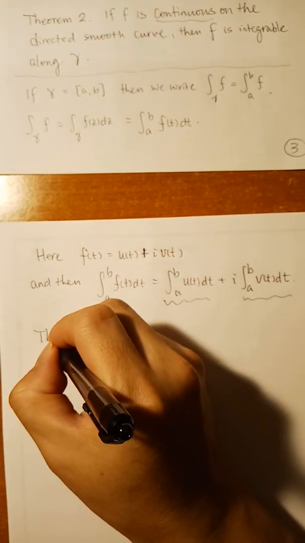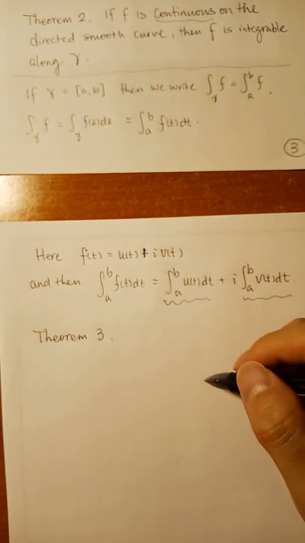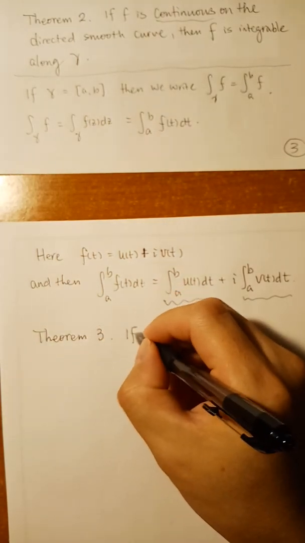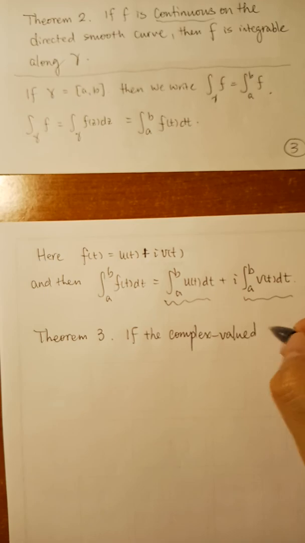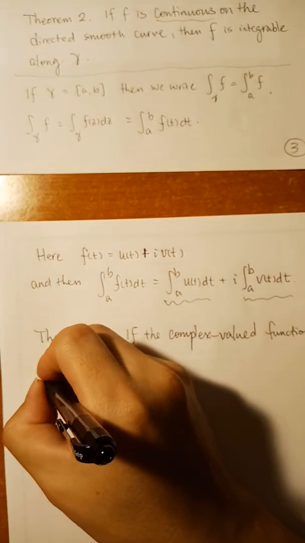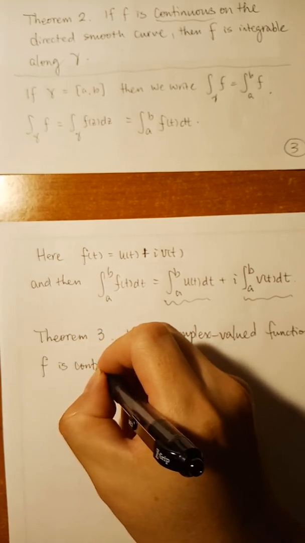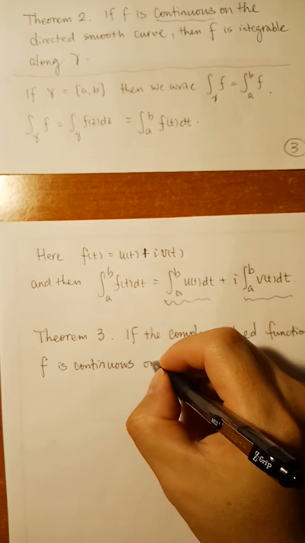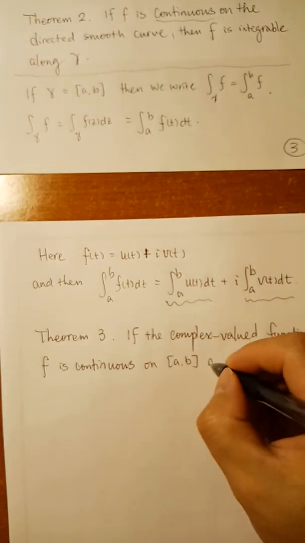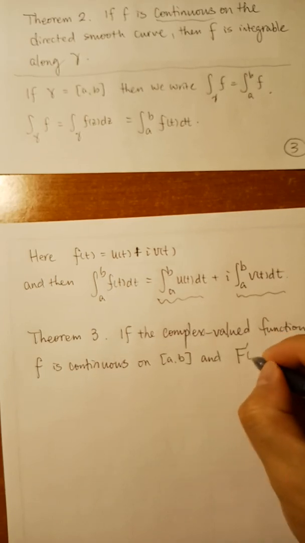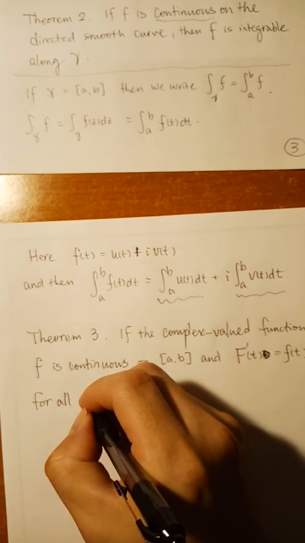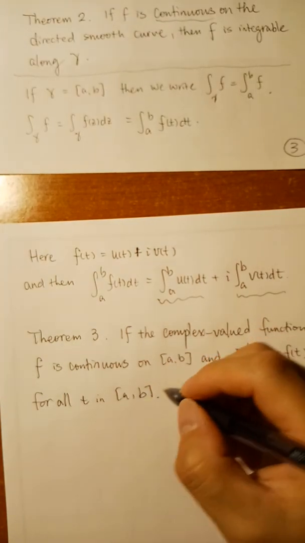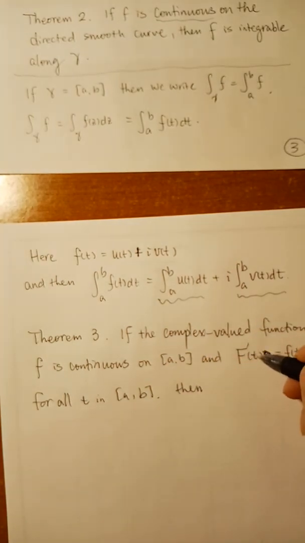So the clear theorem will be the following: if the complex valued function f is continuous on the interval [a, b], and assume it has a derivative, capital F prime of t is equal to f of t for all t in [a, b], then capital F prime of t is little f of t.